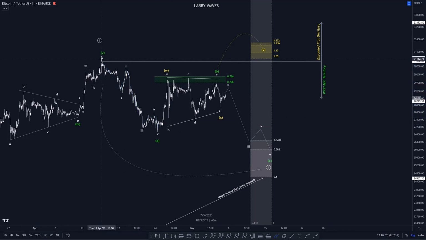So I'm leaning more towards this being an A to the B into a C, but this could pop up for an expanded flat potentially, and then either come down for a running flat or really push down for an expanded flat, depending upon the strength.